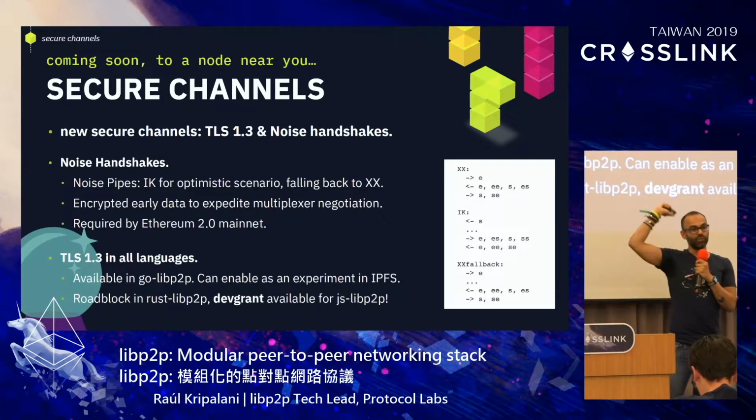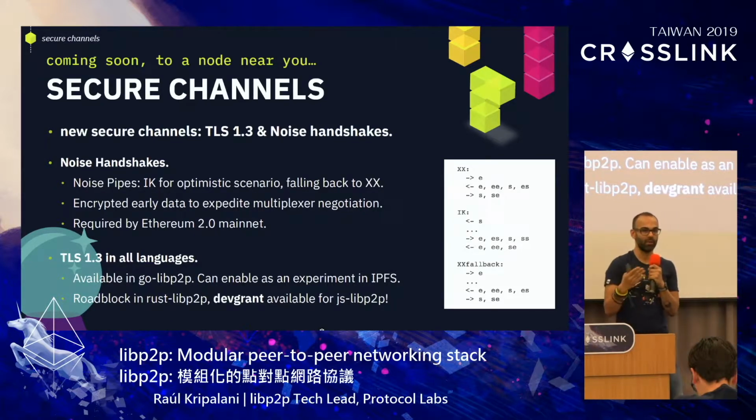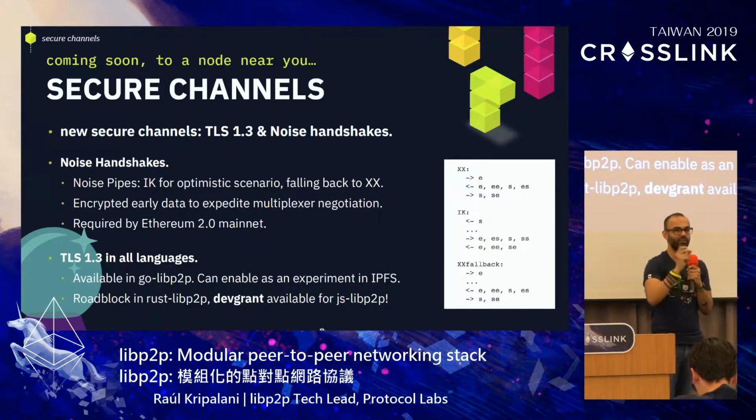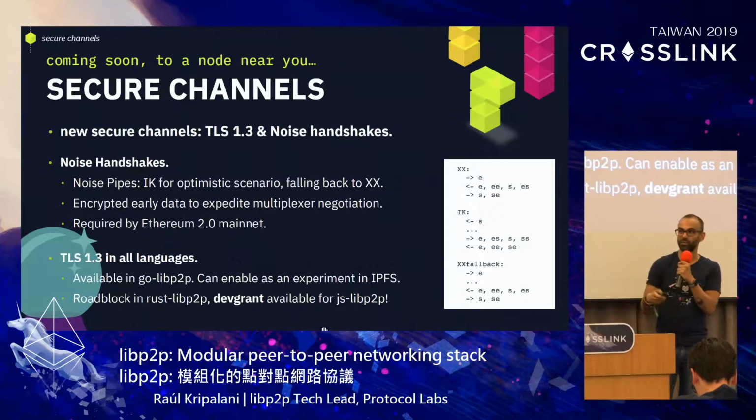Okay, so those are the current secure channels, and what's coming down the pike are two things that I'm super excited about. We've got wide support for TLS 1.3. There are some roadblocks in some implementations, like Rust and JS have a few roadblocks. TLS 1.3 is available 100% in Go libp2p. Still hasn't been rolled out to a live network, so still needs to undergo considerable testing.